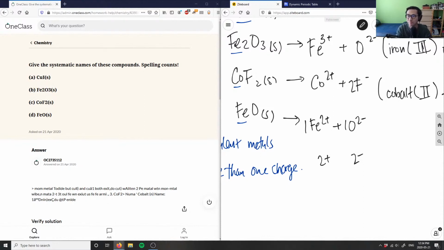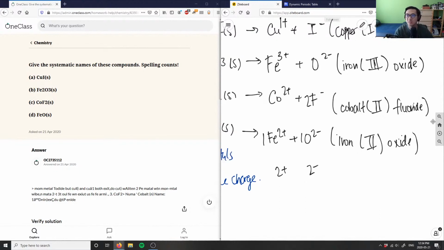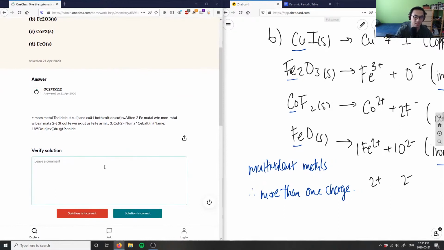And I can say that this compound will be iron, and the charge of iron, which is 2, and the oxide. So these are very, very tricky, right? When we talk about iron(III) oxide and iron(II) oxide, they're very different compounds. As you can see, Fe2O3 and FeO are different compounds here. So again, the solution is incomplete.